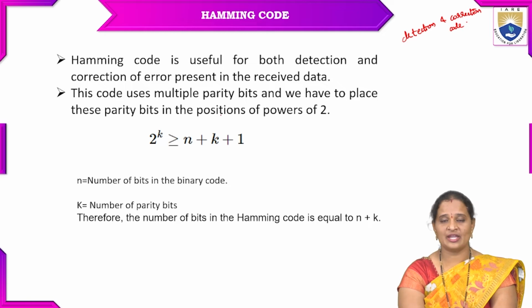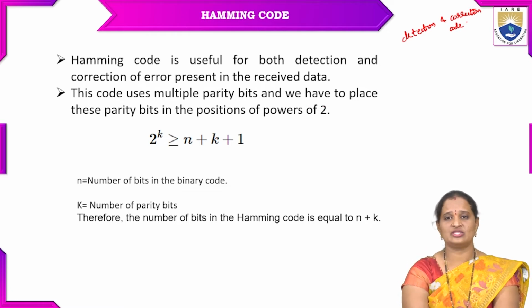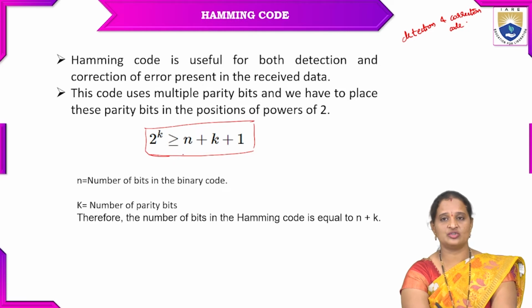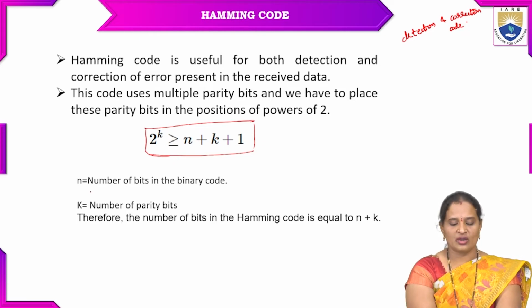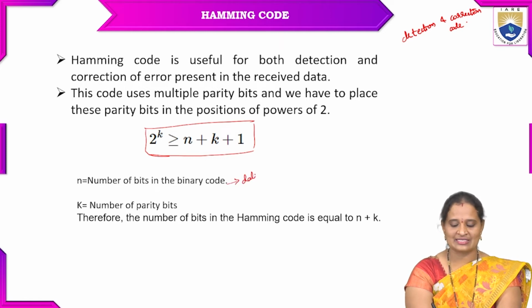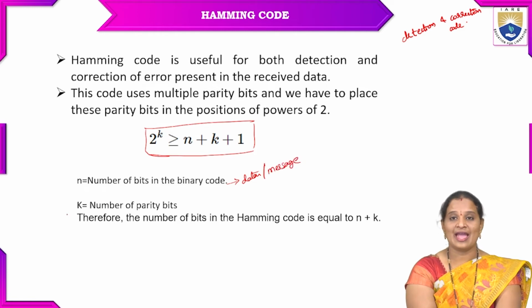This code uses multiple parity bits, whereas in the parity code we were adding only one extra bit. Here we'll be adding multiple parity bits, and how many parity bits are to be added will be decided by this criteria: 2 power k is greater than or equal to n plus k plus 1. What is n here? n is the number of bits in the binary code, or else we can also call it data or message. And k is the number of parity bits that are to be added.